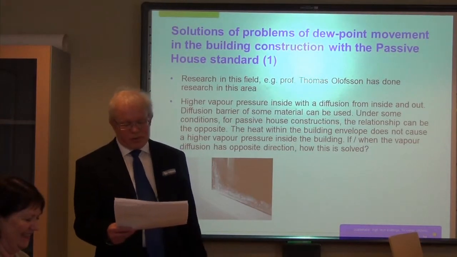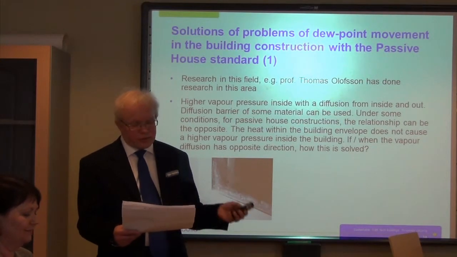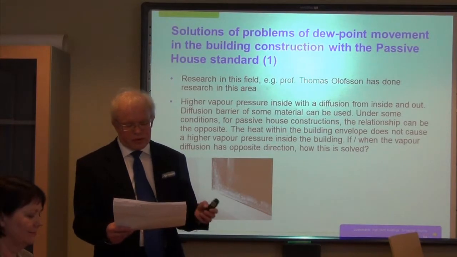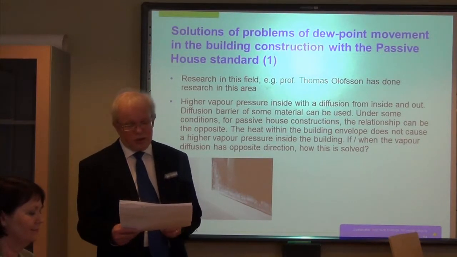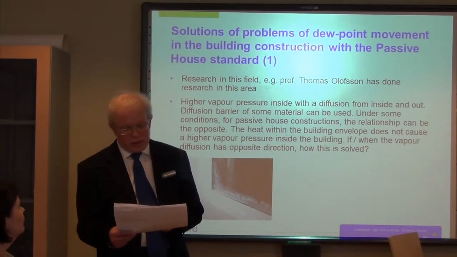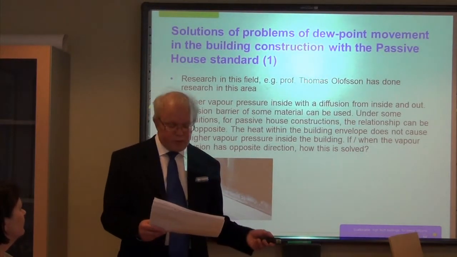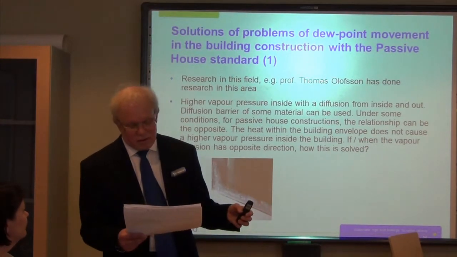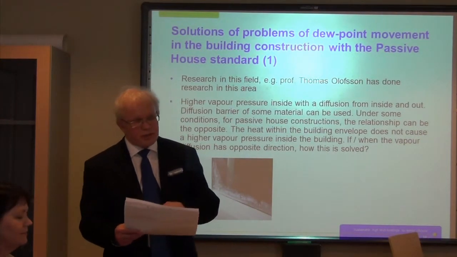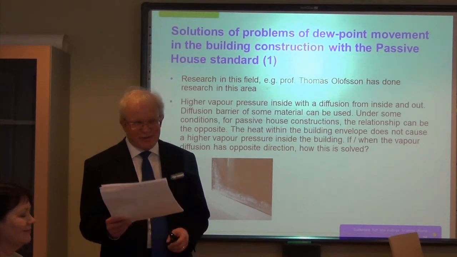Normally, there is a higher vapor pressure inside, with the diffusion from inside and out. A diffusion barrier of some material can be used. Under some conditions, for passive house construction, the relationship can be opposite. The heat within the building envelope does not cause a higher vapor pressure inside the building, and the vapor diffusion has the opposite direction. How is this solved? That we will know.